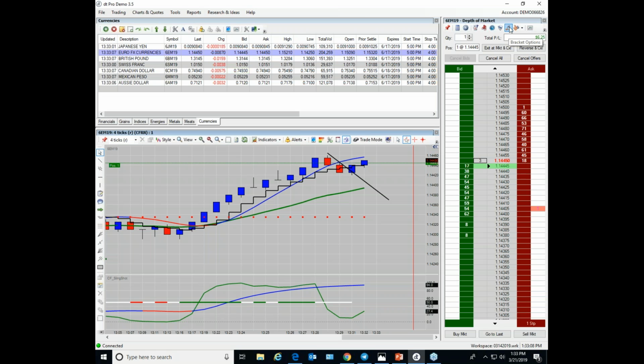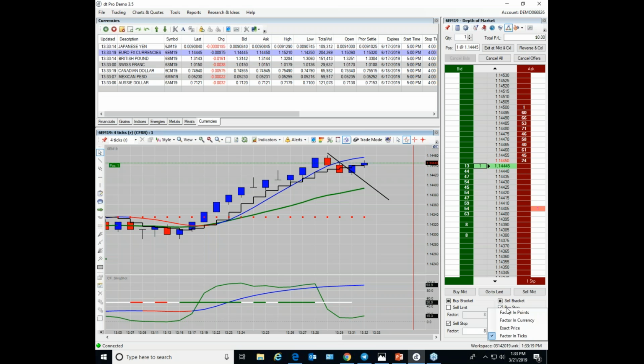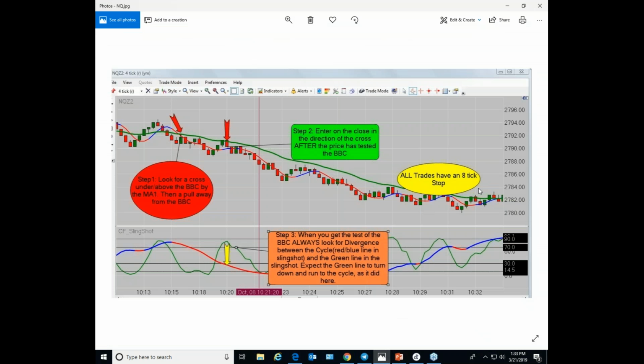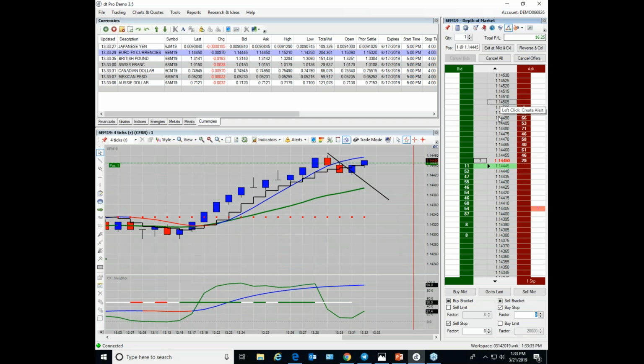What I have going on here is called a bracket. If you hit this Tinker Toy triangle here, the bottom of the bracket opens. What you can do is select sell stop and buy stop and change the factor to ticks, by right-clicking over buy stop and right-clicking over sell stop. If you make this an 8, remember I said back here, every trade has an 8-tick stop attached to it? Once you get into a trade, it's automatically going to put the stop loss 8 ticks away from you. 1, 2, 3, 4, 5, 6, 7, 8. You can double check your work.